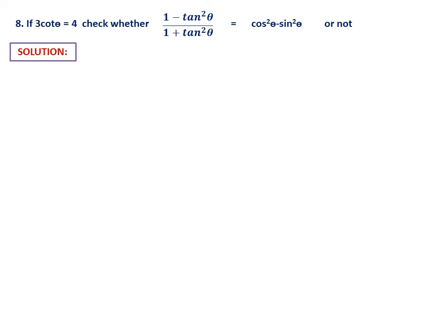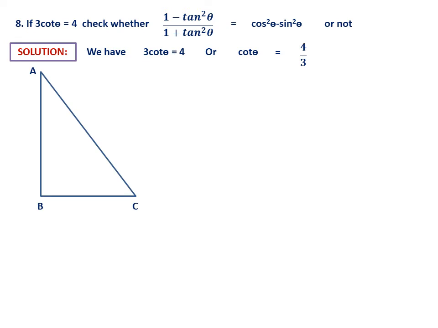8th question. If 3 cot theta equal to 4, check whether (1 minus tan square theta) by (1 plus tan square theta) equal to cos square theta minus sin square theta or not. So here also, we have 3 cot theta equal to 4, means cot theta will be equal to 4 by 3. Now what you have to do is, draw a diagram, triangle ABC, take B as 90 degrees, and theta you can take either C or A. So let us take for example C as theta.